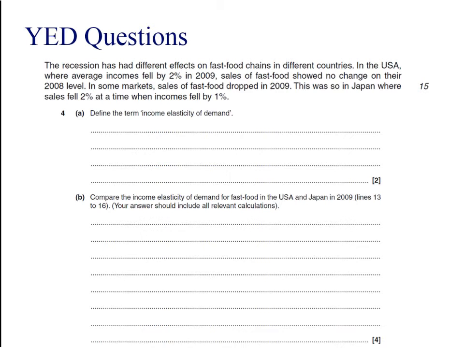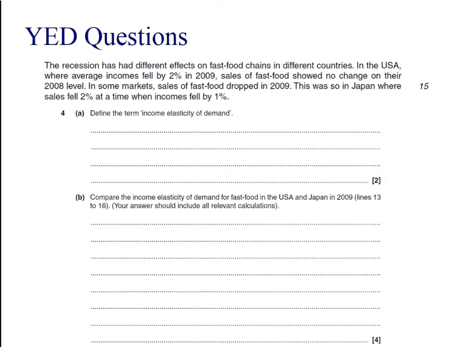Okay, so get out your calculator time for this one. Compare the income elasticity of demand for fast food in the USA and Japan in 2009, for 4 marks. So we know that there was 0% change in the quantity demanded in the USA, but incomes fell by 2%, so that's minus 2. So 0 divided by minus 2 comes out as 0.